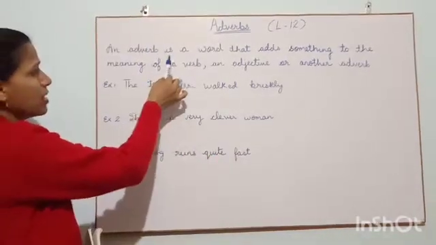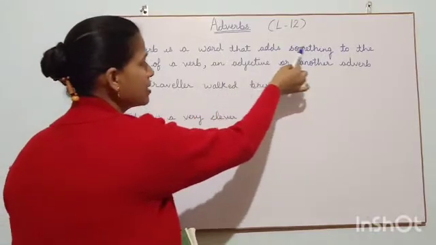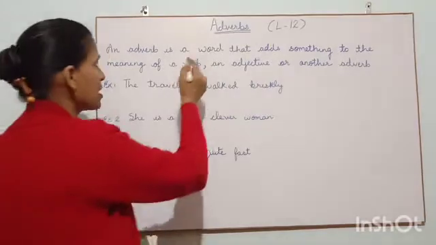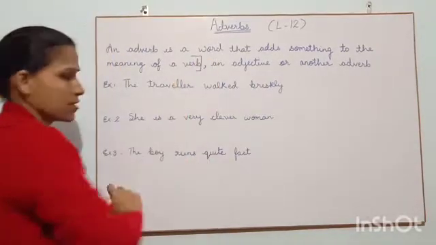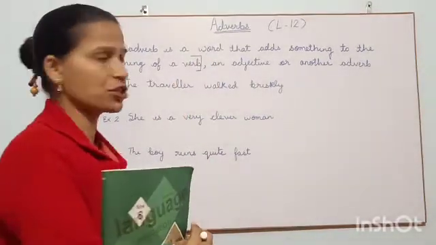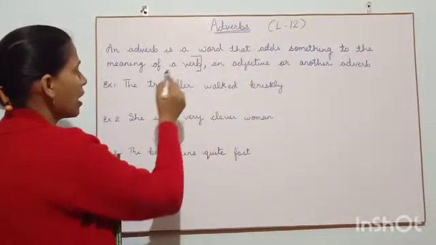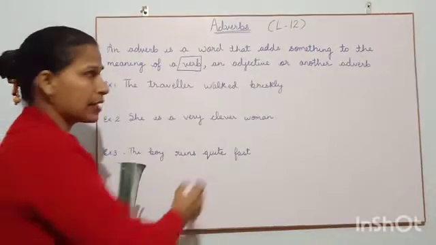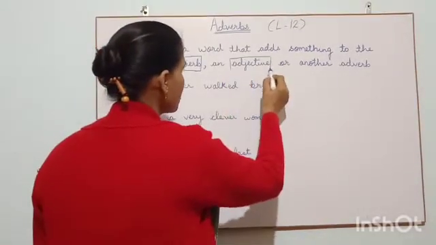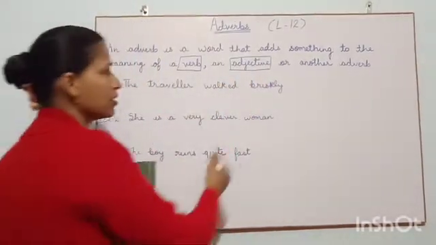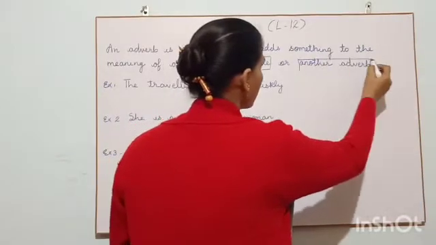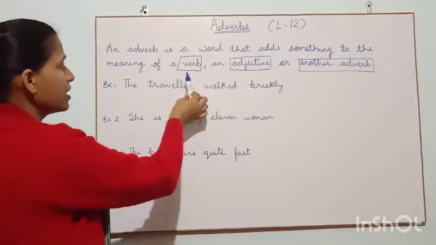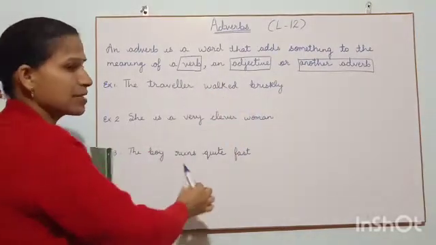An adverb is a word that adds something to the meaning of a verb. Firstly, we will understand about this. In this definition, when I read it for you, you will get one word, verb. Then you will get another word, an adjective. Then a third thing is another adverb. We will be understanding these three things with the help of these examples.